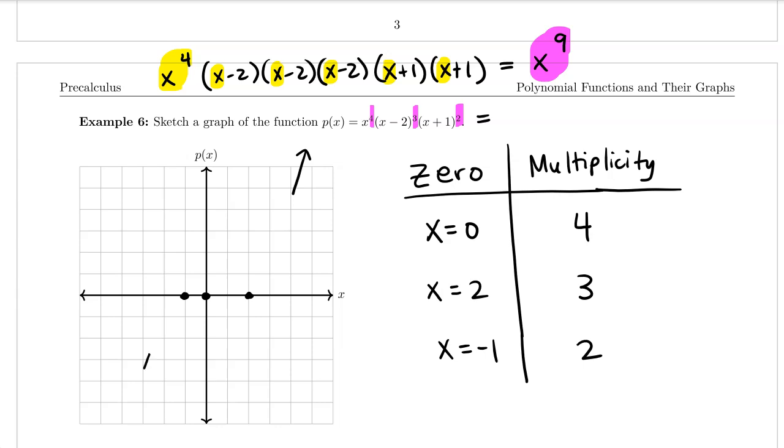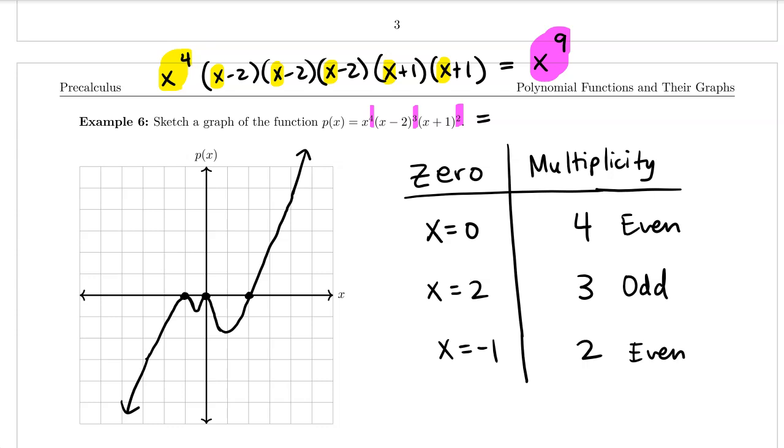Now, our negative 1 has an even multiplicity, which means when I'm drawing my graph, it's going to bounce back. And then my next one is also even. X equals 0 has an even multiplicity. So I'm going to go and then I'm going to bounce back. And then finally, at x equals 2, that multiplicity is odd. So my graph is going to go straight through. And it's going to look something like that.